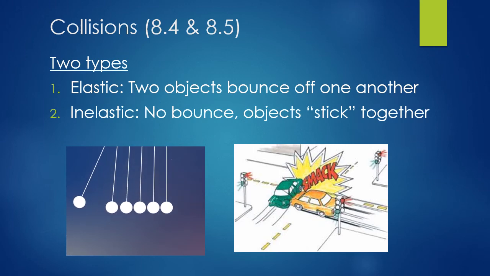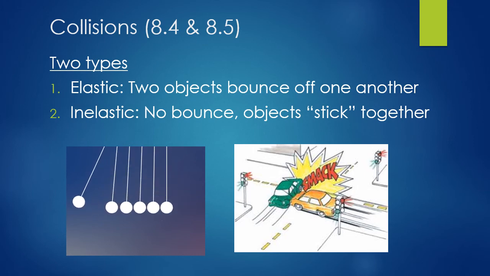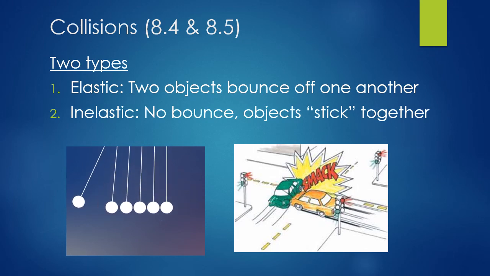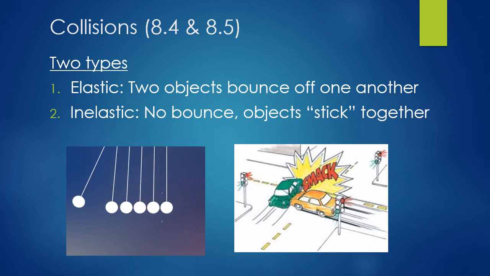Now let's look at collisions. So I mentioned collisions briefly on the last slide. When there is a collision, what you're seeing is a change in momentum. So there are two types that we're going to look at. We're going to look at an elastic collision and an inelastic collision.